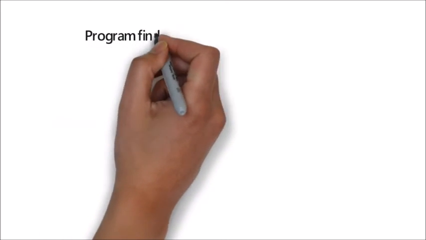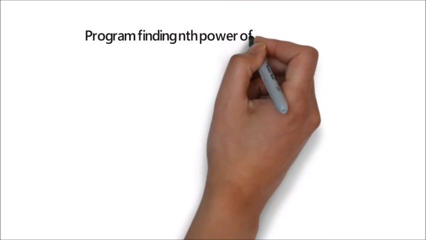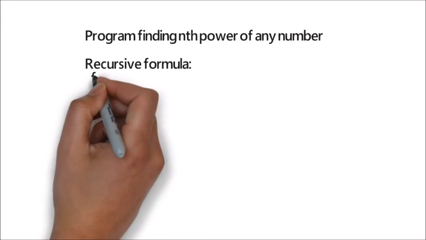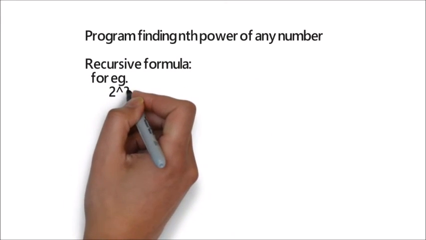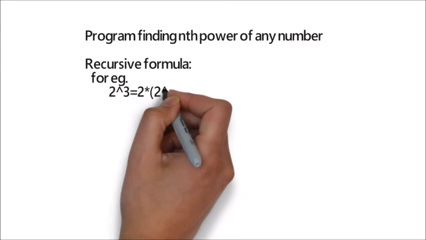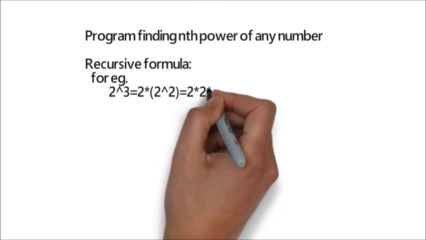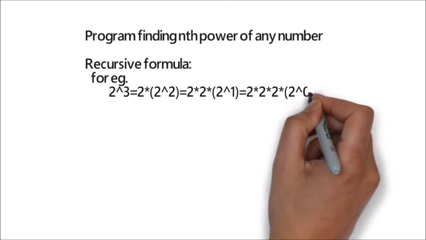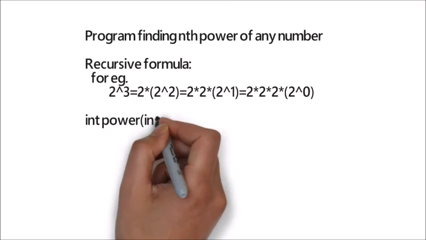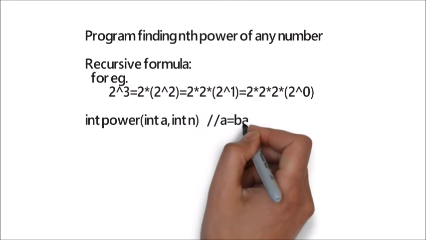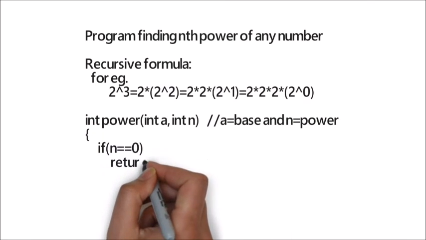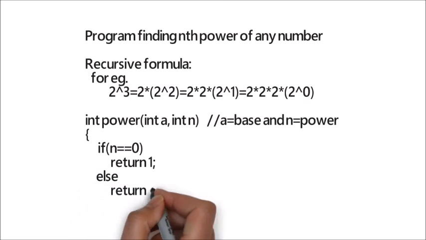Now we're up to the last program of this tutorial, and that's finding the nth power of any given number. Let's take an example. If you want to find the third power of base 2, that is 2 to the power 3, it is known to all that 2 to the power 3 equals 2 into 2 into 2. And we can define power in terms of power itself as 2 to the power 3 equals 2 into 2 squared equals 2 into 2 into 2 to the power 1, and so on.